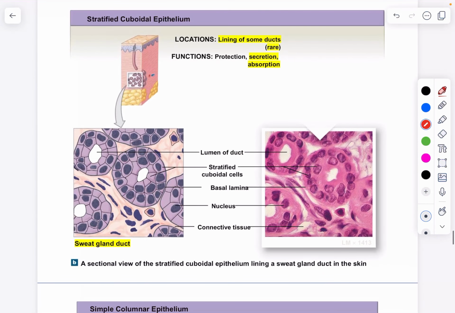All right, stratified cuboidal. This is rare. We don't actually have images on the microscope for you to look at, but I've provided images for you to see here. So you can find them sometimes in the lining of some ducts. Again, they are rare. Their functions, because they line ducts, they are involved in secretion and absorption as well. You can kind of see the lumen. Here is the tubule. You can see that there is more than one cell layer here. So it is stratified.